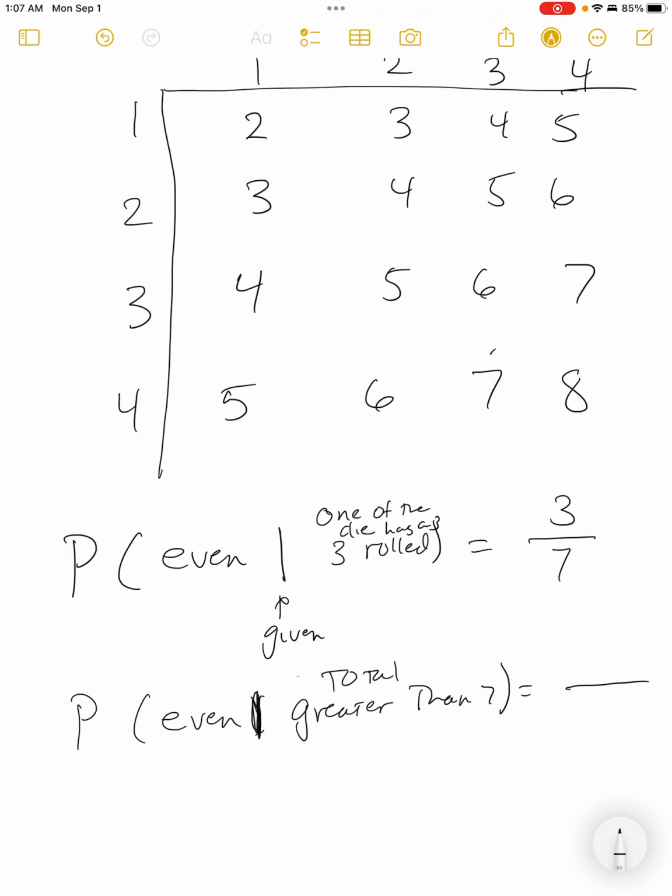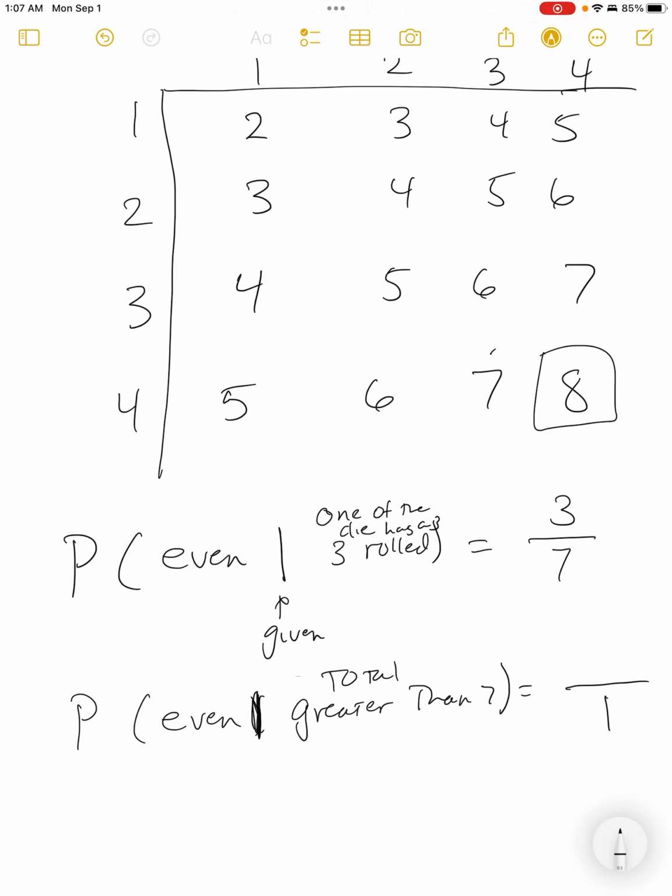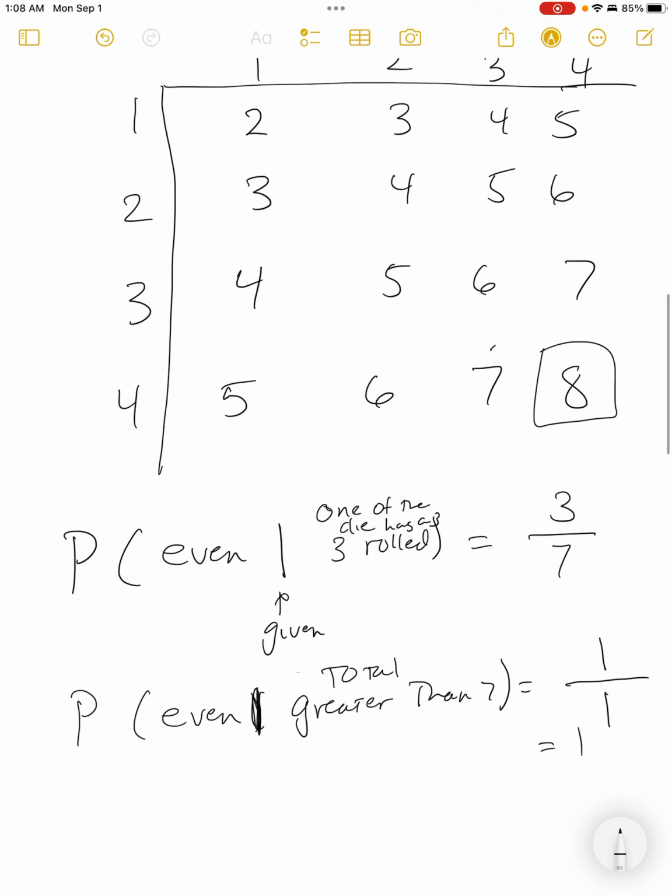Let's first identify the totals that are greater than 7, and there's only one. This number 8 down there, but that's not my bottom number. Sorry about that. My bottom number is 1. There's just one number greater than 7. So I know it's that number. Is that number even? Yes, that number is even, and so the answer is 1.